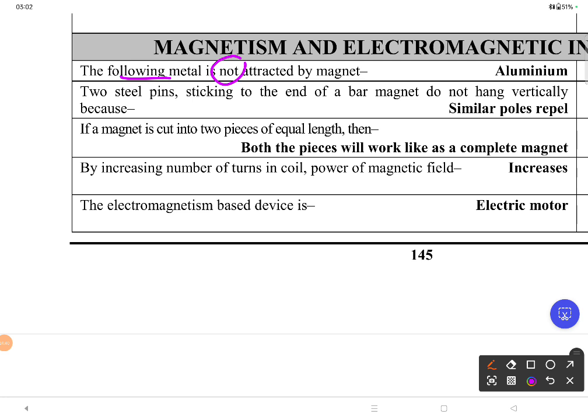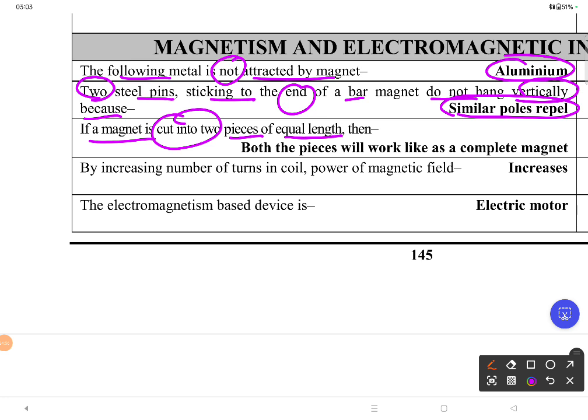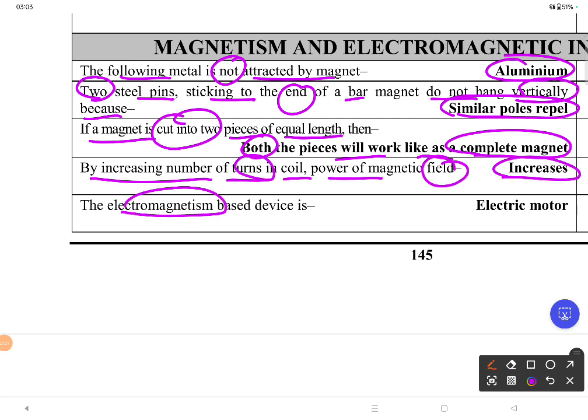The following metal is not attracted by a magnet: aluminum. 2 steel pins sticking to the end of a bar magnet do not hang vertically because similar poles repel. If a magnet is cut into two pieces of equal length, then both the pieces will work like a complete magnet. By increasing the number of turns in a coil, the power of the magnetic field increases. The electromagnetism based device is the electric motor.